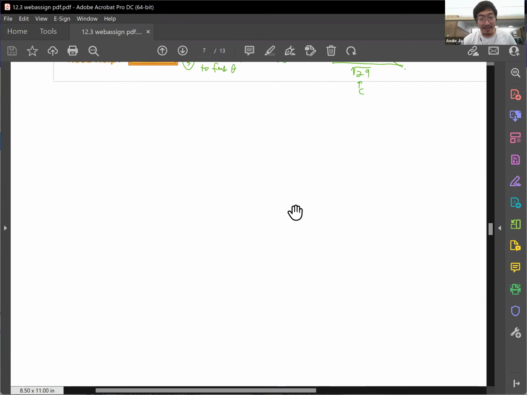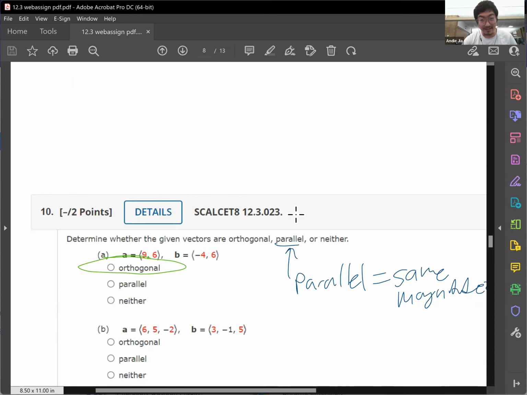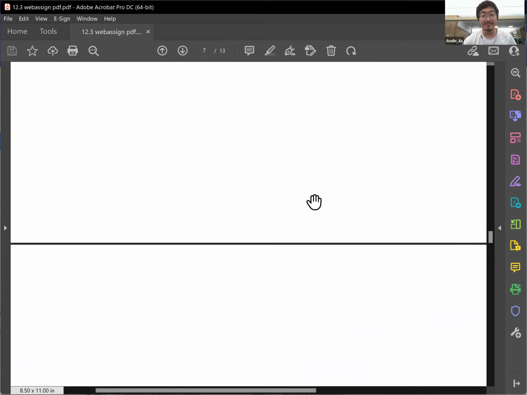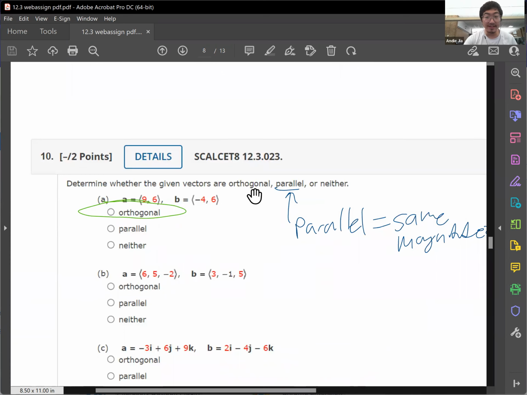And number nine, number 10, I would just talk them all together. It's a consequence of two vectors being zero together. When they're orthogonal, they're perpendicular, so the angle between two vectors is 90 degrees. It's when the dot product of two vectors is zero.